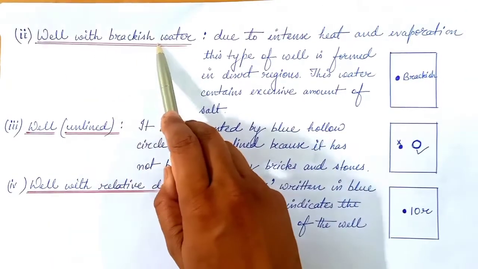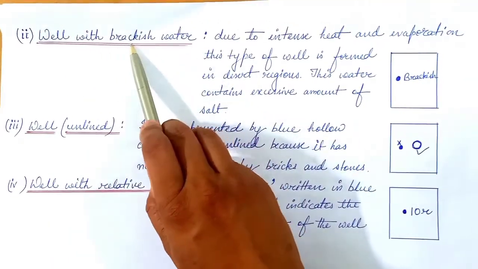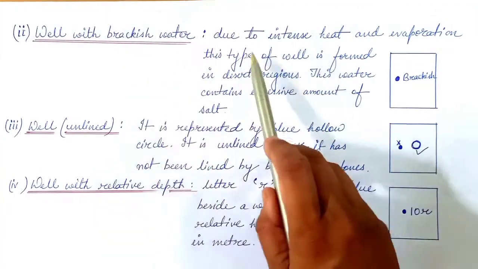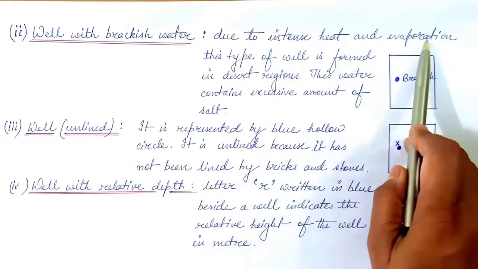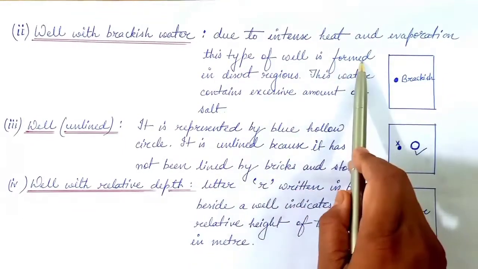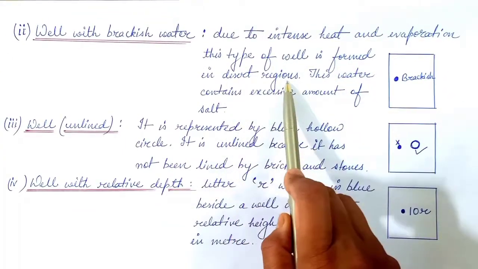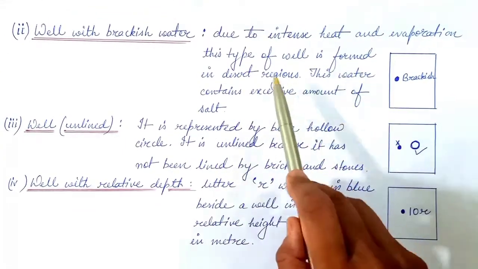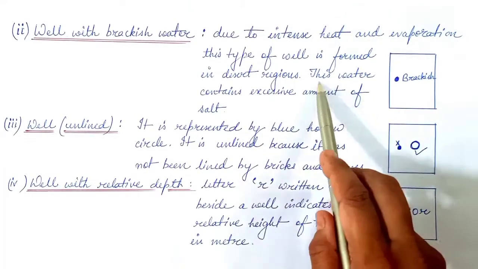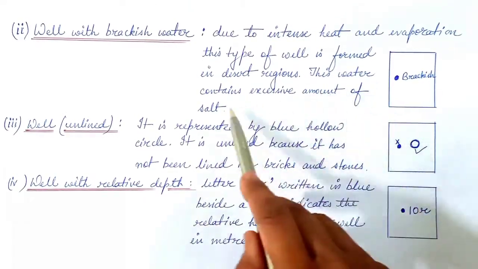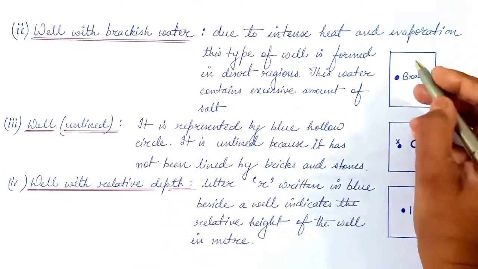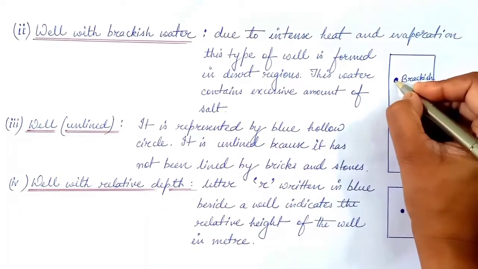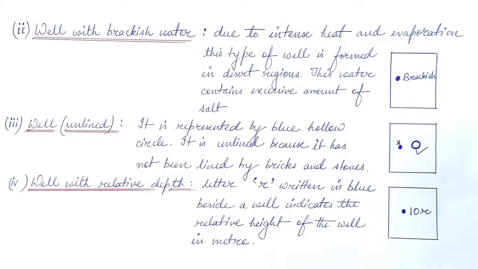Well with brackish water. Here the word brackish means saline water. Due to intense heat and evaporation, this type of well is found in the desert. So this type of well is actually formed due to a high rate of evaporation. This water contains an excessive amount of salt. So next to a solid blue circle, you will find the word brackish. This will indicate that the well has saline water. The salt content is very high.